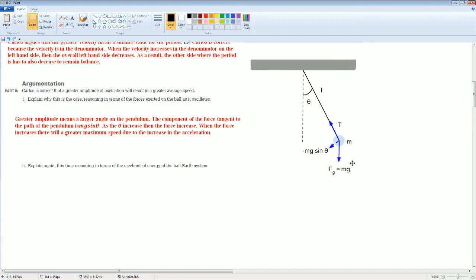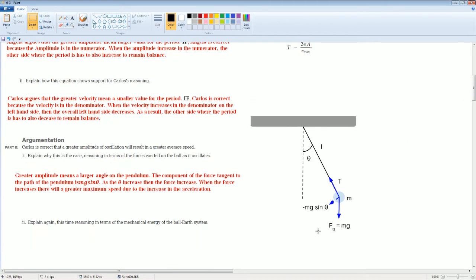Here you go, if you would like to see it visually. The force that is pulling it down is this mg sine theta. And again, as theta increases, this value increases, because sine theta approaches the value of 1.